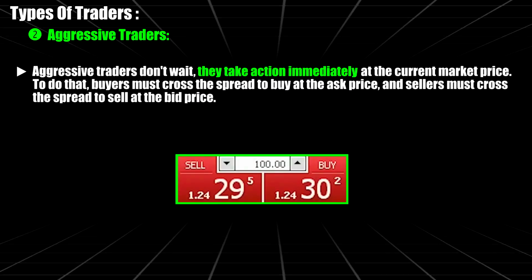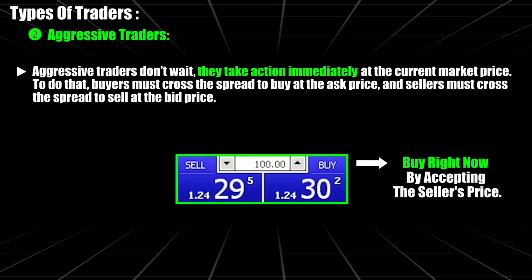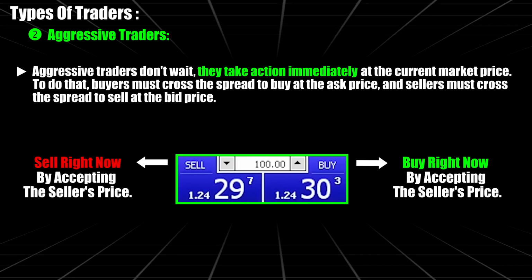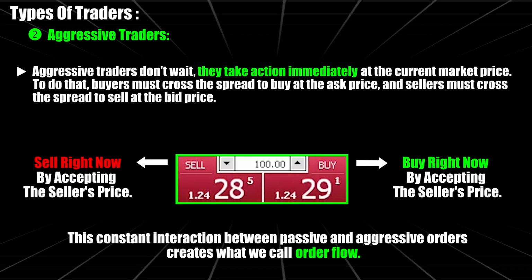On most trading platforms, buying happens on the right. That's the current ask. If you want to buy right now, you have to accept the seller's price. Selling, on the other hand, happens on the left, the current bid. If you're selling instantly, you're accepting the buyer's price. This constant interaction between passive and aggressive orders creates what we call order flow.